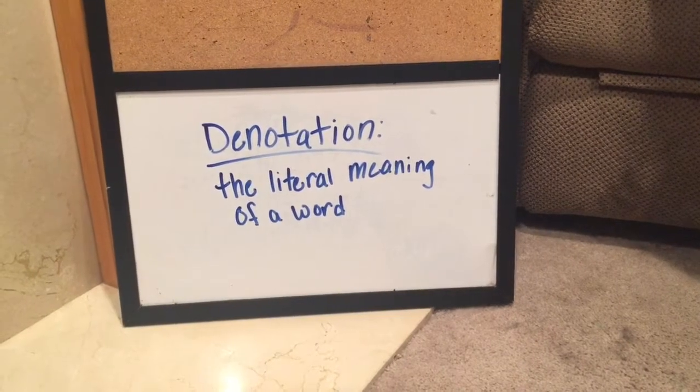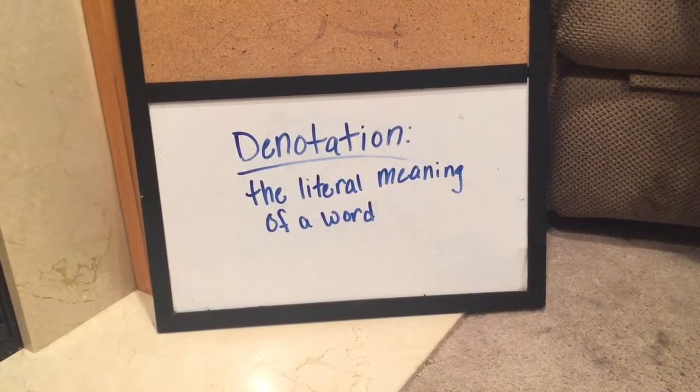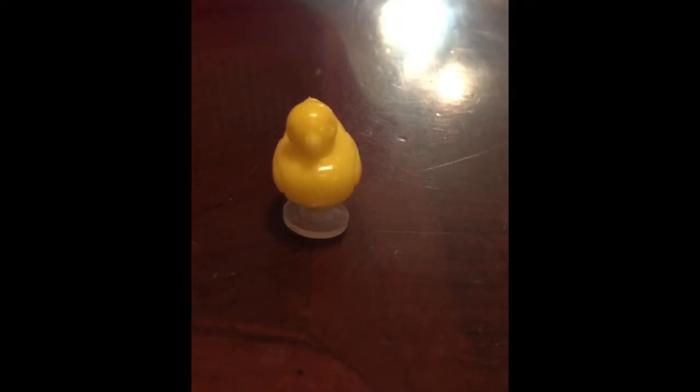The next literary device is denotation, which is in contrast to connotation, the literal or primary meaning of a word. An example of denotation would be the word chick, which literally means a baby bird, but is often used as a derogatory term for females.